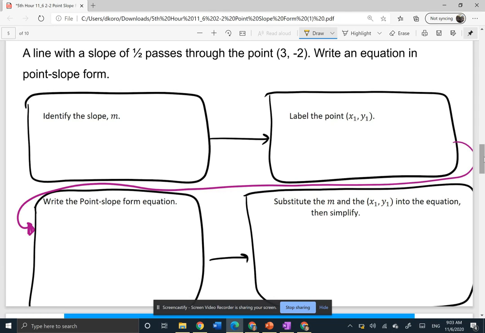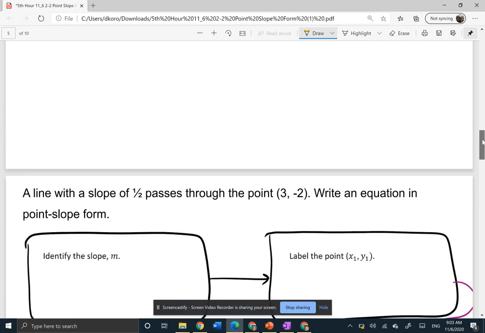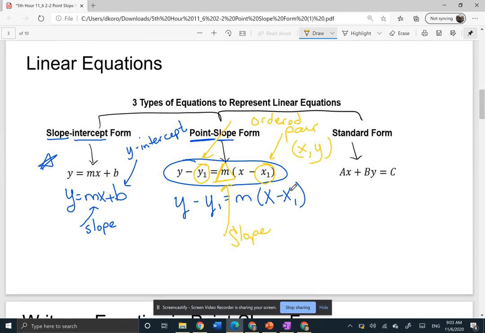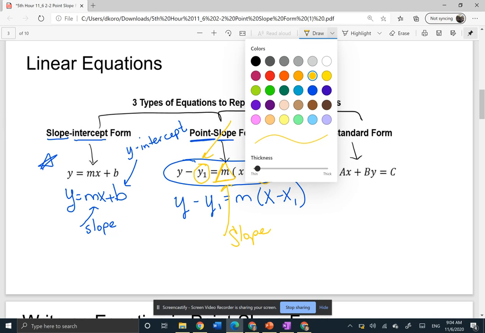All right. So this problem says a line with a slope of 1/2 passes through the point 3, -2. We'll write an equation in point slope form. Now, what you have to do is go back to this slide here in order to know what your point slope form is. Okay, so this is your point slope form here because you're going to have to use it.